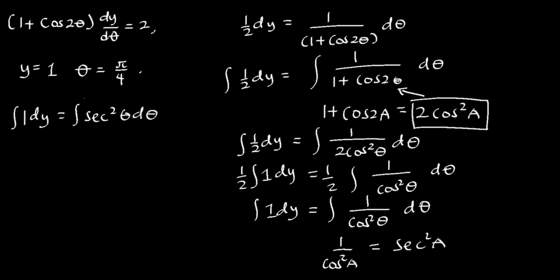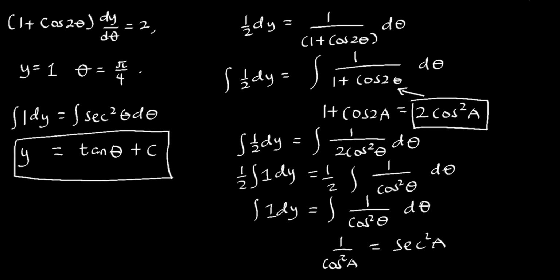So now let's perform the integration. The integral of 1 with respect to y will be y, then that will be equal to the integral of sec squared theta with respect to theta, that will give us tan theta. Okay, and then you can bring the constant of integration. So what we have here is the general solution since it contains the arbitrary constant. And we want to find the particular solution since we've been given some boundary conditions.